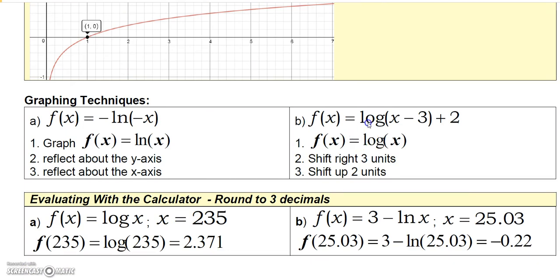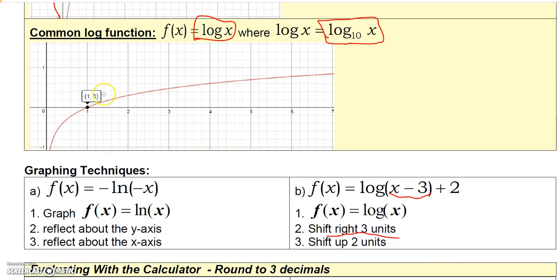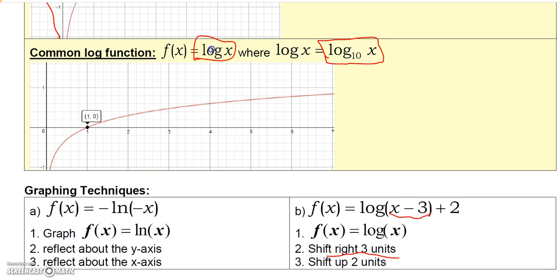Now this one is based on the common log function, so replacing x with x minus 3 just shifts the graph 3 units to the right, and the 2 shifts it up 2 units. If we shift this graph 3 units to the right, that would move this point 1, 2, 3 to here. And then if we shift it up 2 units, that would move it up 1, 2, so it'd be up here somewhere.